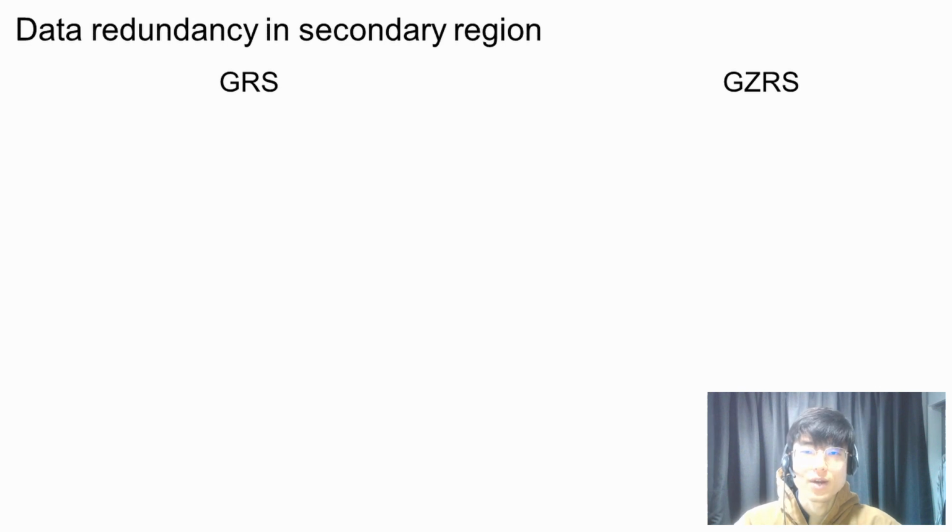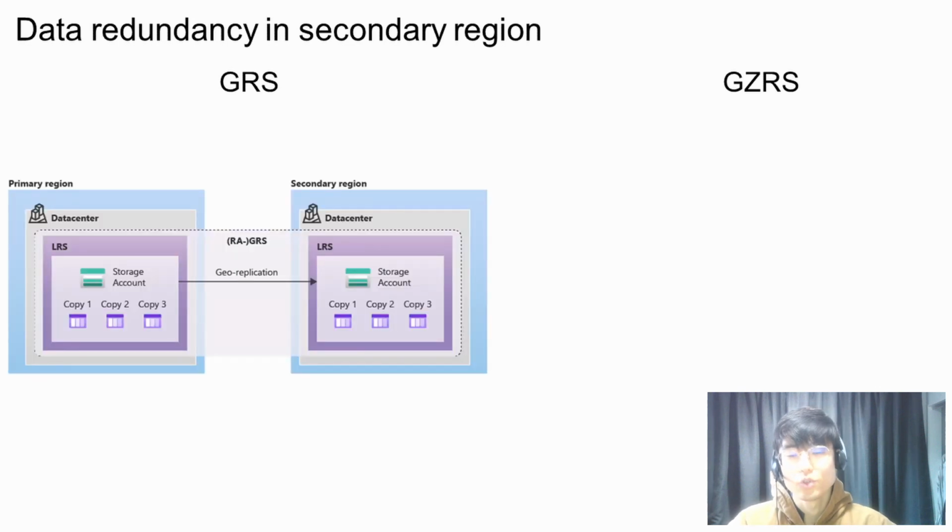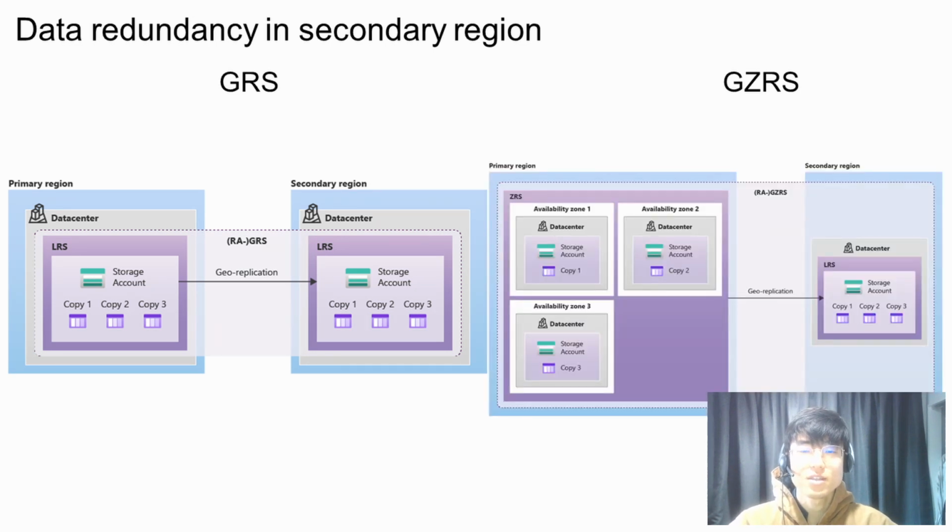So with the GRS, the copies are made using the LRS, and that set of copies is copied into the secondary region. With the GZRS, you may guess already that in the primary region, the copies are made using the ZRS, and that set of copies is copied into a secondary region. And so the remaining questions are then, what are these RA-GRS and RA-GZRS?